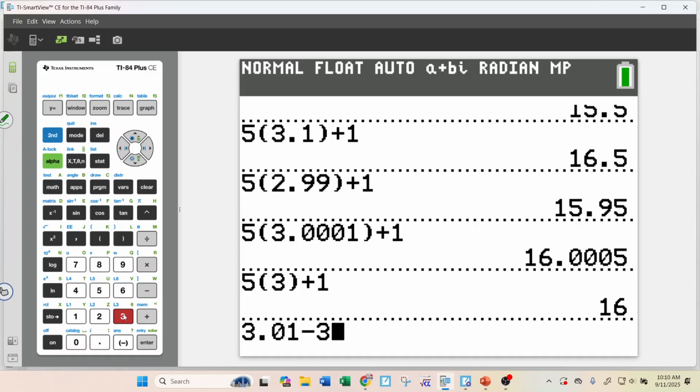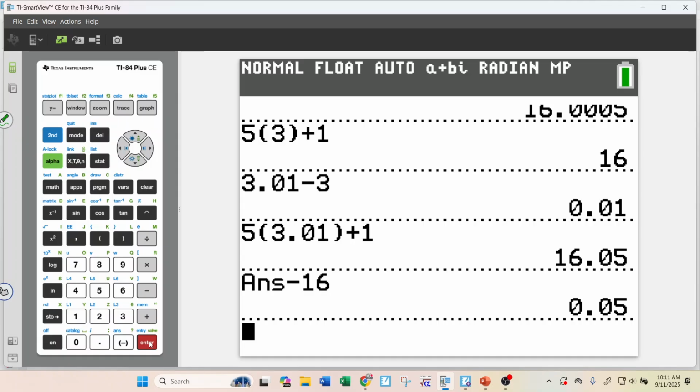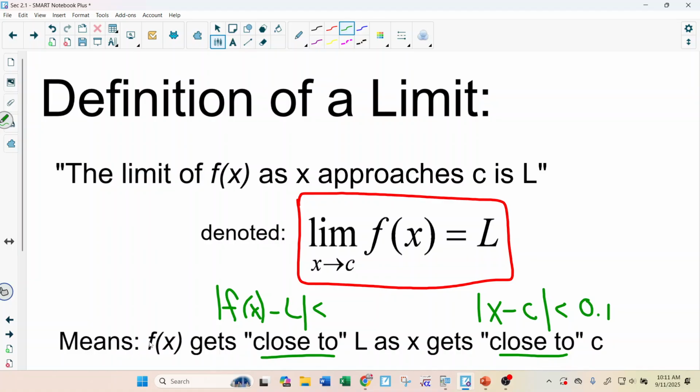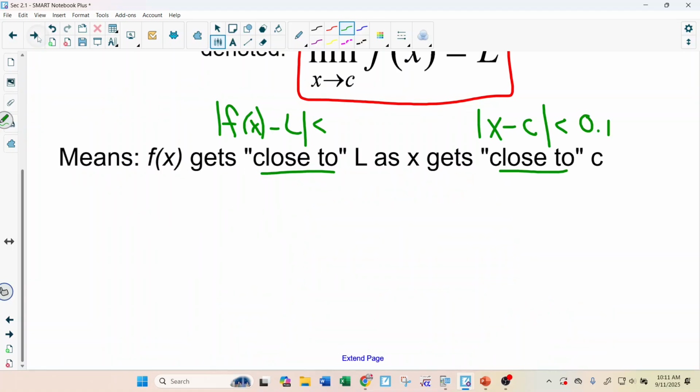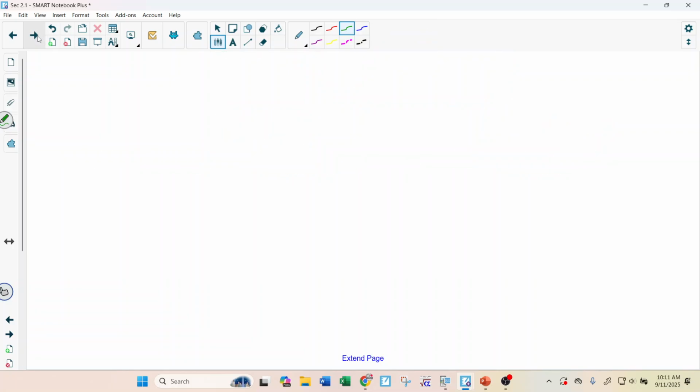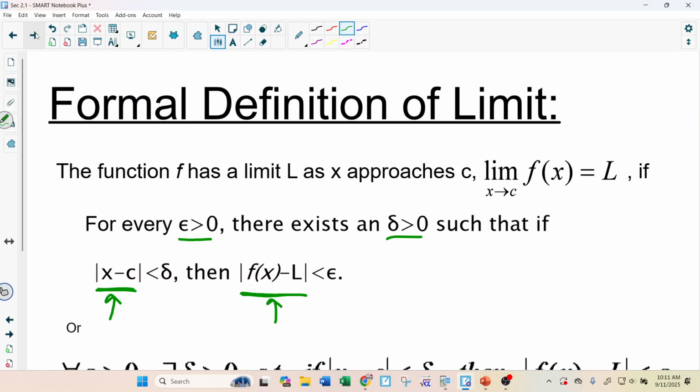So I could put that number in, 3.01 plus 1, and then is that number close to 16? Okay? But could we get closer? Yeah. So how do we define that mathematically? What does it mean to get close to? And to help us with that, we are going to use our formal definition of a limit.